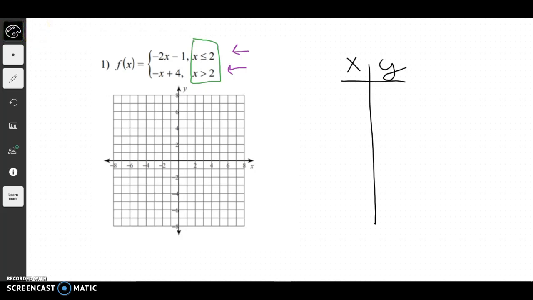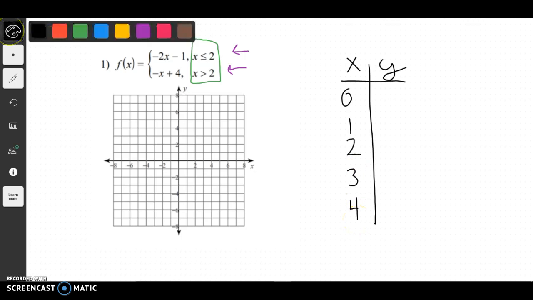And so here's my recommendation. You want to put 2 in the middle and then pick some points above and some points below so you get an idea of what the graph would look like. So I'm going to pick 1 and 0 and 3 and 4.